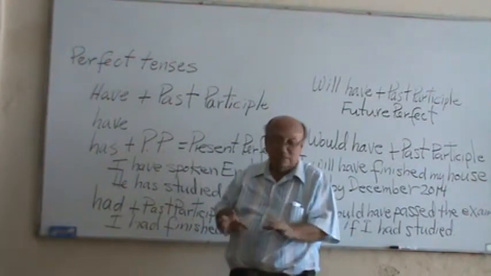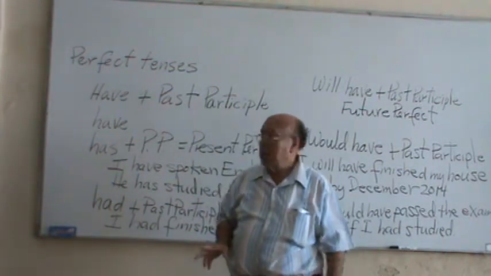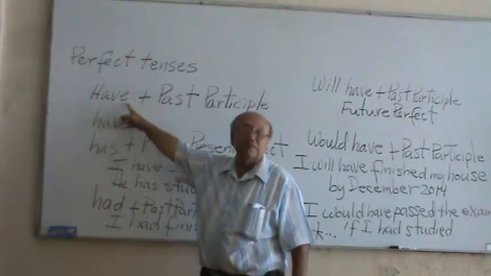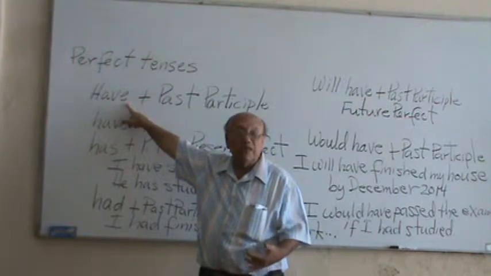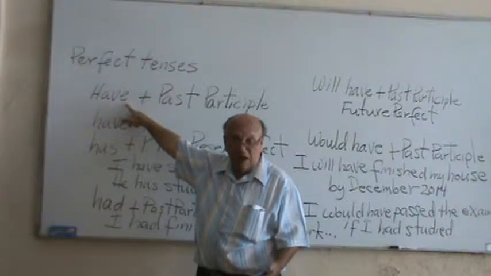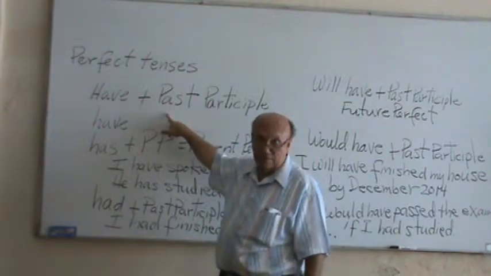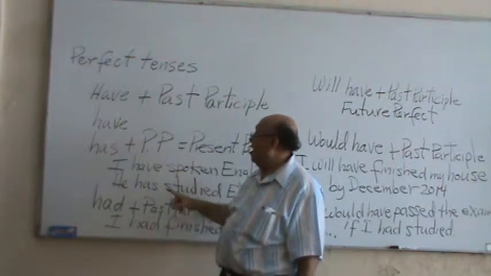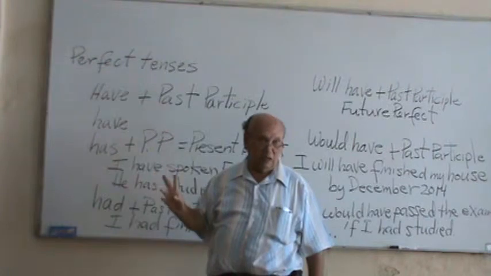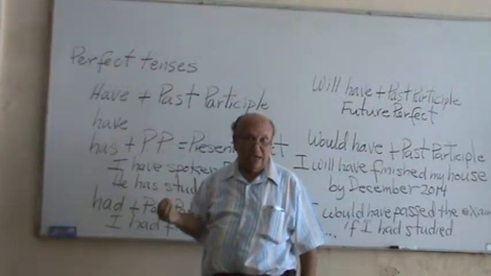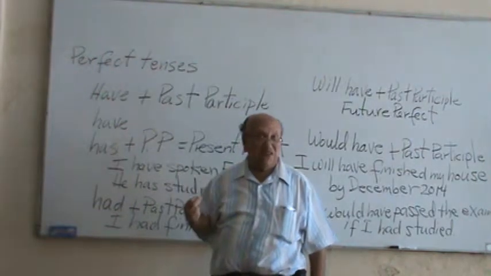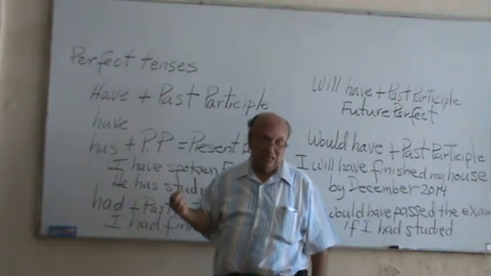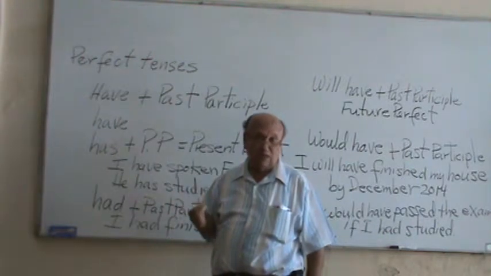In English, it's very easy. We are going to use only have for the subjects I, we, you, and they, plus the past participle. Okay? Example, I have spoken English. Yo he hablado inglés. You have studied English. Tú has estudiado inglés.